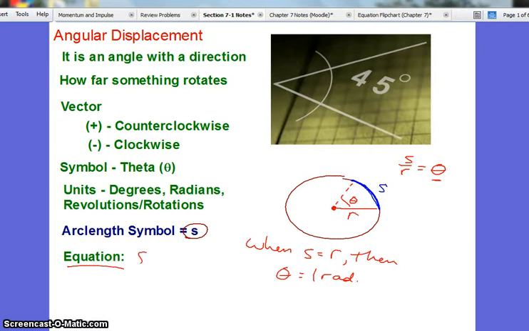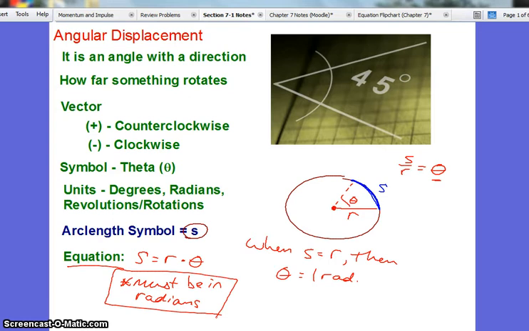So this equation, which is usually written as arc length equals radius times angular displacement, we must be in radians in order to use this equation. That's what makes radians a more powerful unit, that we can now use it to derive other values. So we must be in radians for that.